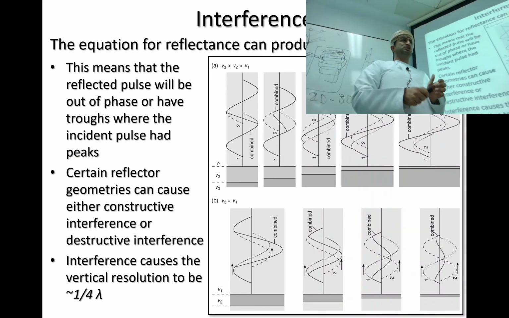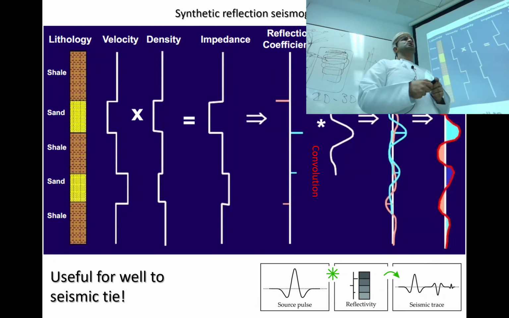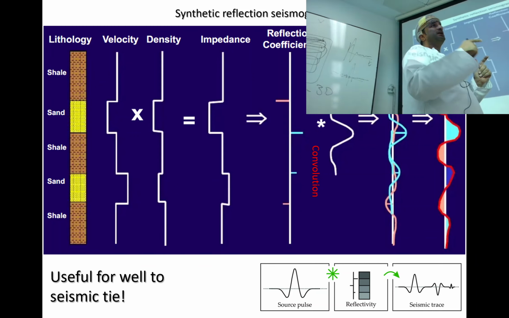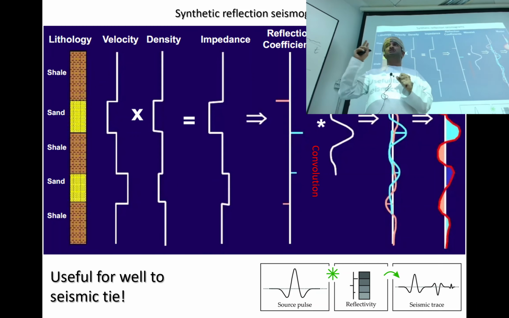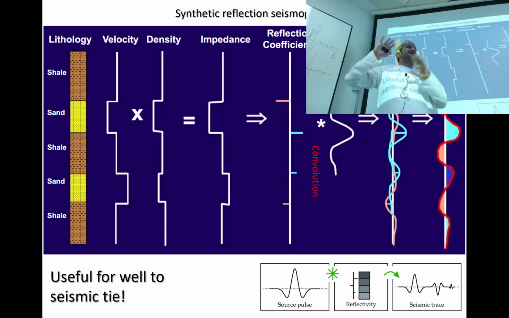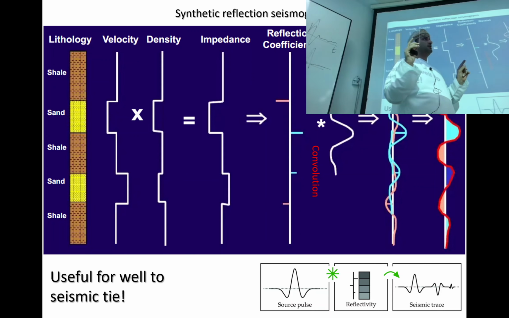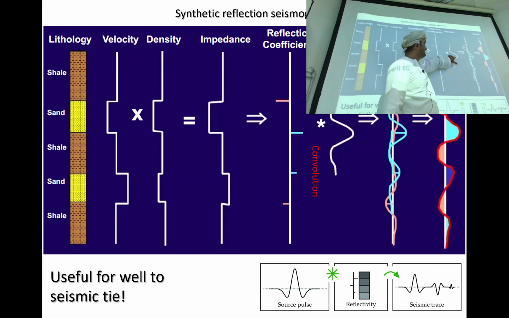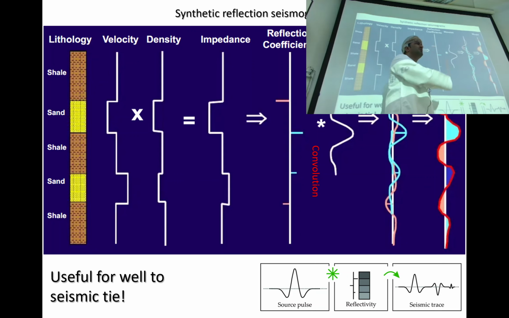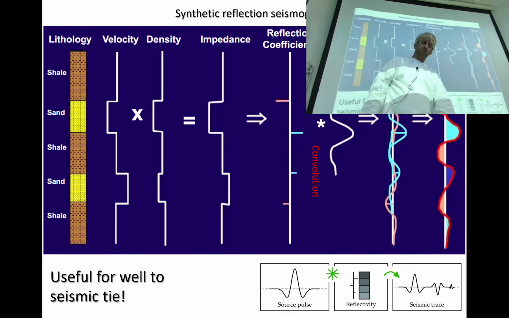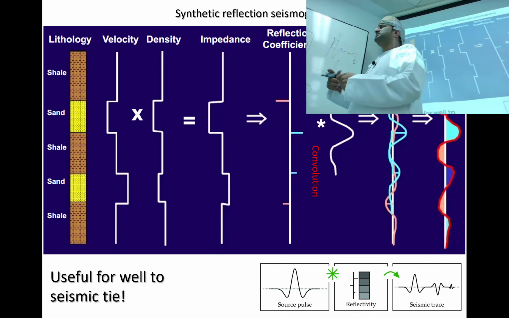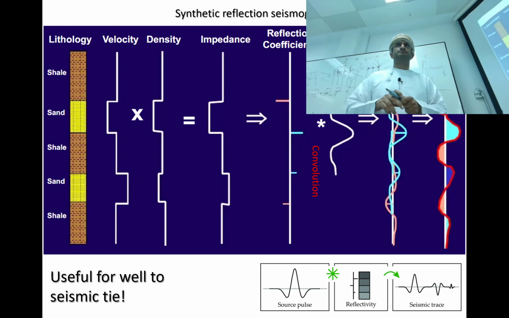Let's talk about resolution. What is resolution? How can we define resolution? How can I tell whether there are two different layers, or whether I cannot resolve them? This is the source signature. How big do you think the source signature usually is? What is the source signature size? How big is it?